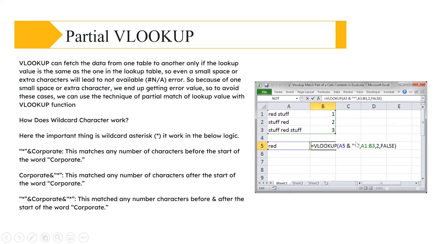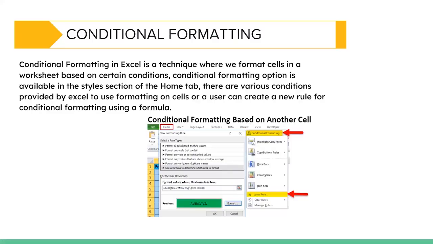Wherever the value starts with red, because red is what we are searching, we look up A5 ampersand star. So wherever the value starts with red, I'll get the data for that. For this one, red starts only for the first one, right? So in B5 we will get the value 1. But now when I have this data of A1 and I put a star before A5, so star ampersand A5 ampersand star, then we will get all, 3. So this is how partial VLOOKUP works.